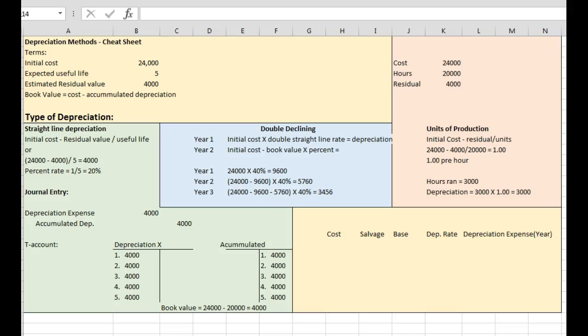Okay, we're going to switch gears now. Now we're into Chapter 10, and we're going to look at depreciation methods, and I created this little cheat sheet to help you somewhat, and we'll see how well it helps.